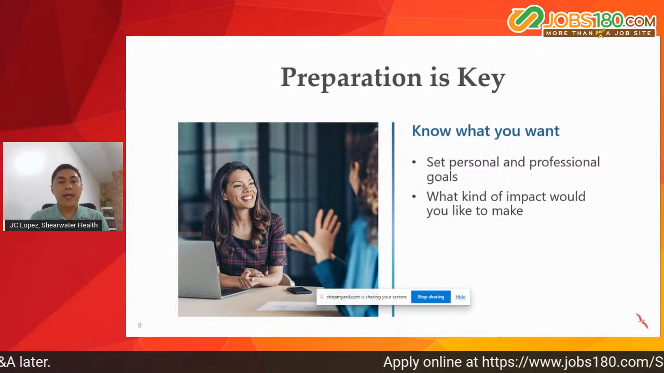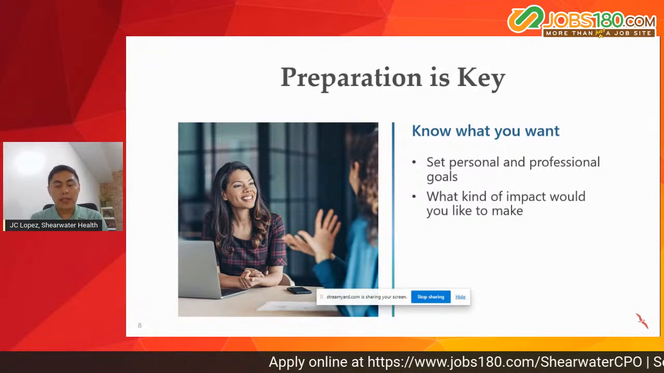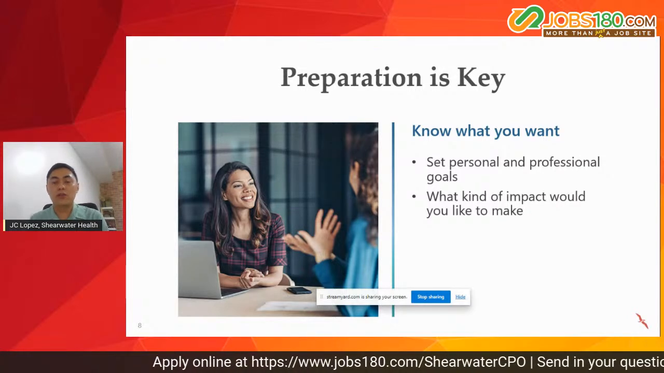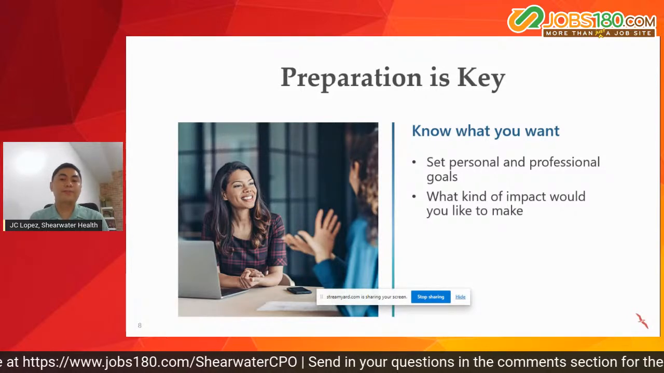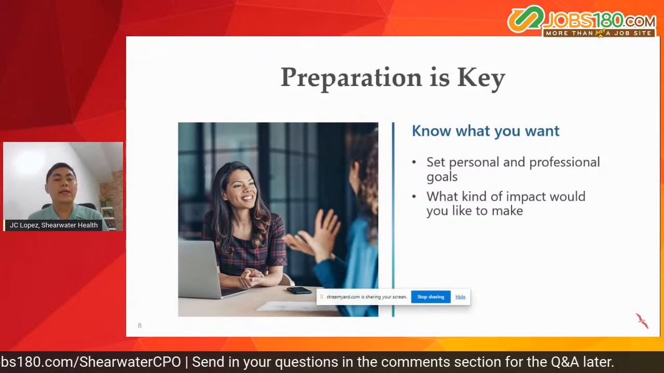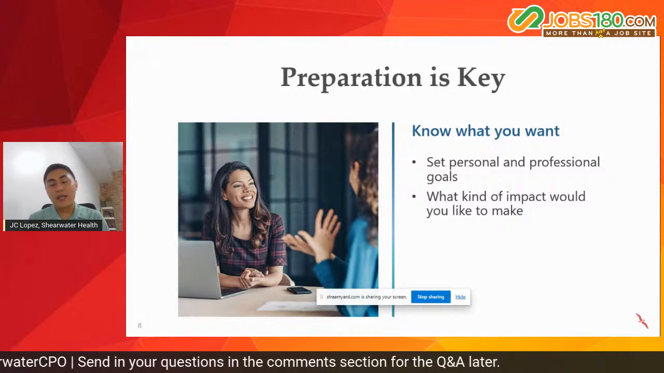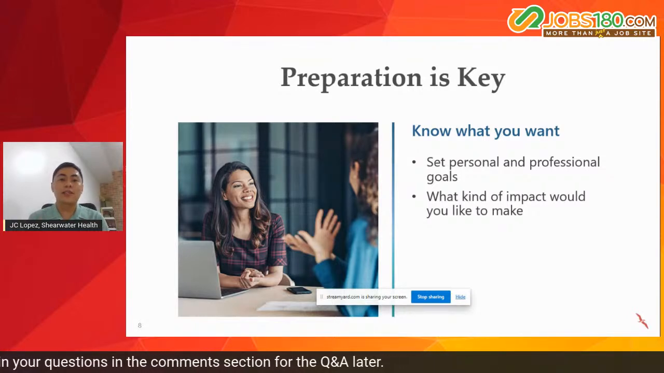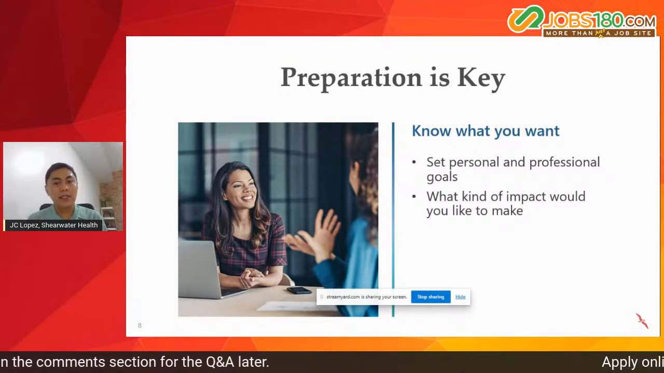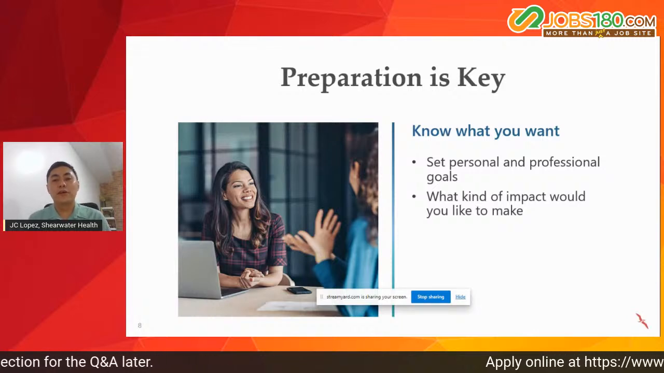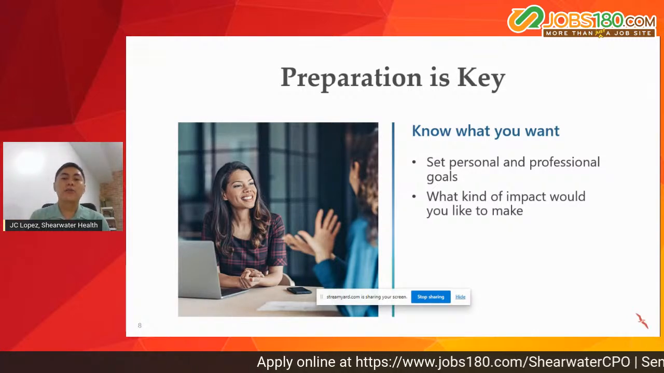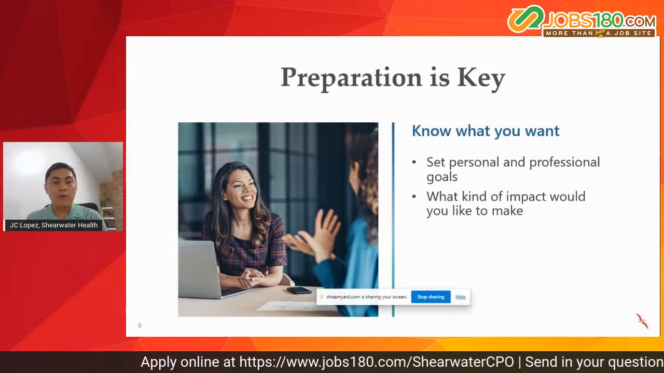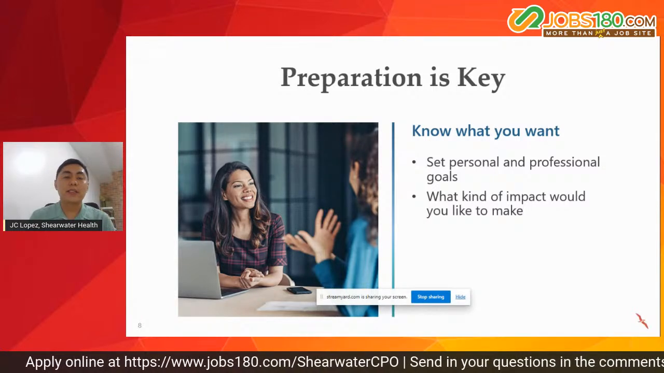So it would really depend on your goals, right? Short term and long term goals. You have to weigh both short term and long term goals, right? What kind of impact would you like to make? For most of you, this is potentially your first job, and this will be your foundation to your future career, right? So, what impact would this job make? What impact will I make in this company as well?